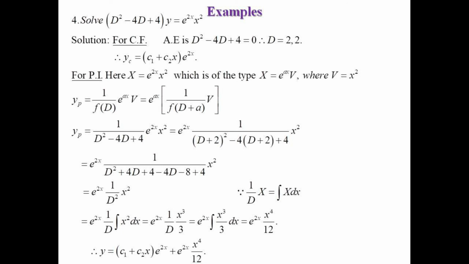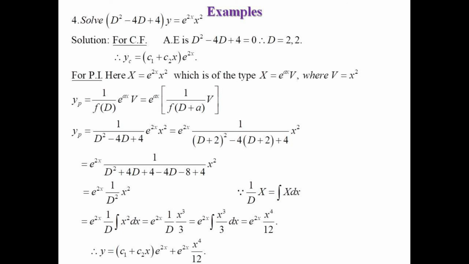Now let's try to find the value of the particular integral. Whenever we find the particular integral of any equation, first write down the right-hand side term, which is denoted by capital X. Here X = e^(2x) · x². If we compare this with the standard type of particular integral, X = e^(ax) · v, here v = x² and the value of a is 2. That means replace D by D + 2.